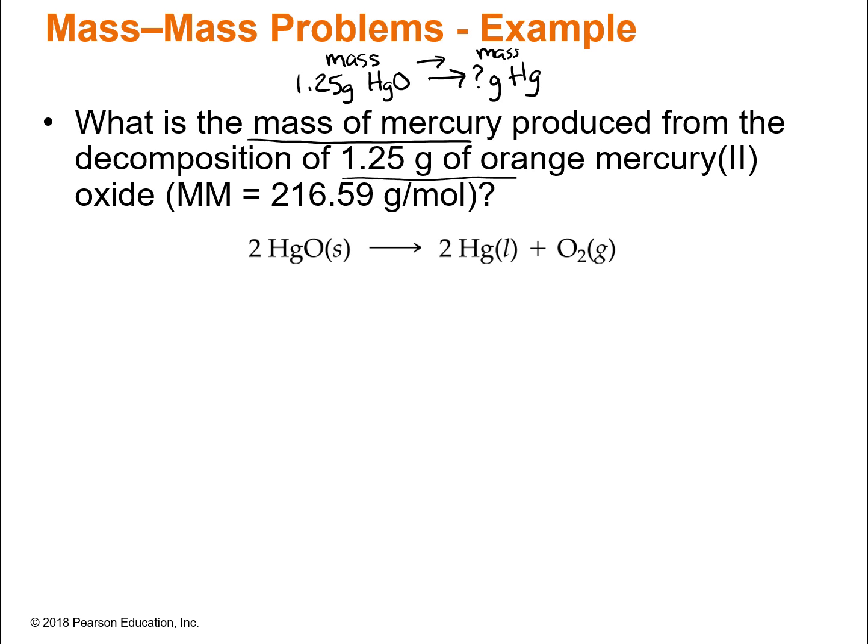To go from mass to moles and moles to mass, you always need molar mass. The molar mass of the mercury 2 oxide has already been provided. That will not always be the case. The molar mass of mercury, you just have to look at the periodic table. So we haven't done anything crazy yet. We're just setting up our molar masses.